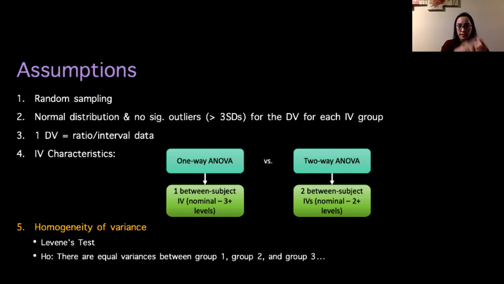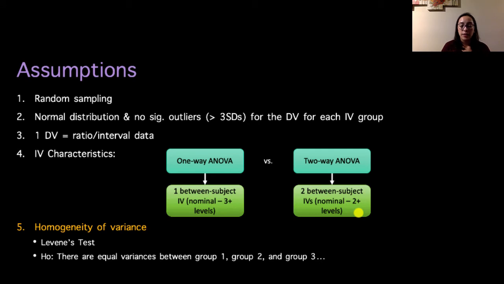Okay. The rest of the characteristics are pretty much based on the study design. So you need a single dependent variable that is ratio or interval data, parametric data. And then your independent variable characteristics are going to be dependent on the type of ANOVA that you're running. So if we're doing a one-way ANOVA, you would have 1 between subject independent variable that is nominal with 3 or more levels. If you're doing a two-way ANOVA, you would have 2 between subject independent variables that have at least 2 or more nominal levels.